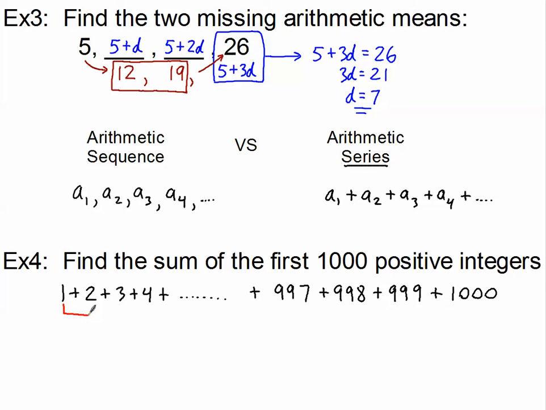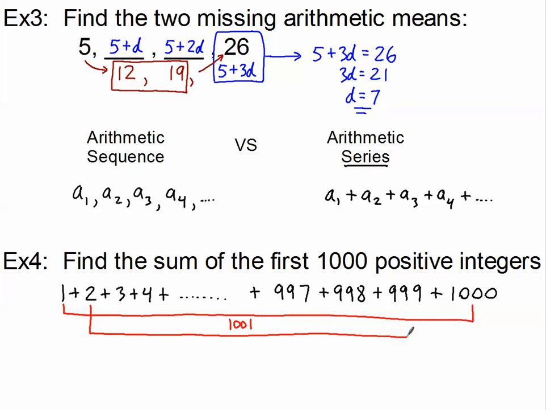Take the first term and the last term and add them up, and you would get 1,001. And then take the second term and the second to last term and add those up, and you'd get another 1,001. Take the third term and the third to last term, add them up, and guess what? You get another 1,001. Each one of these pairs adds up to 1,001.